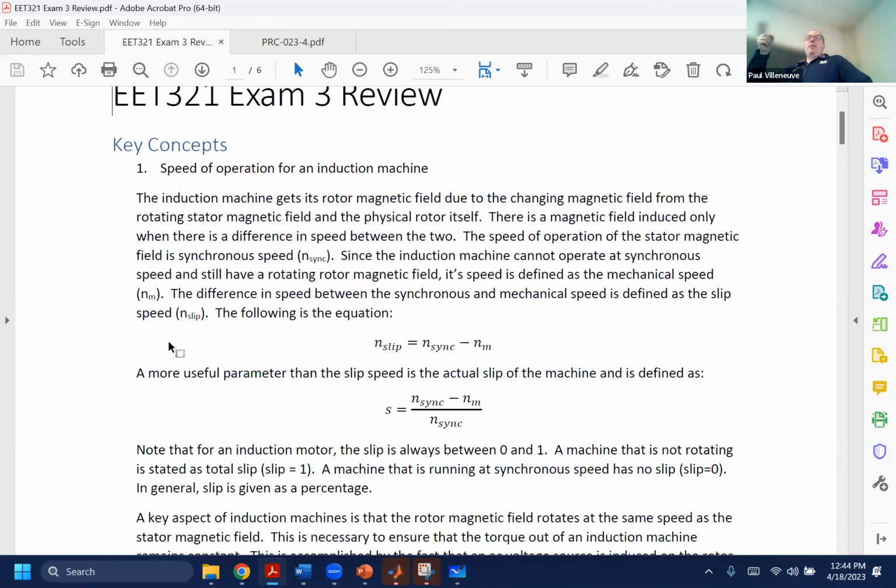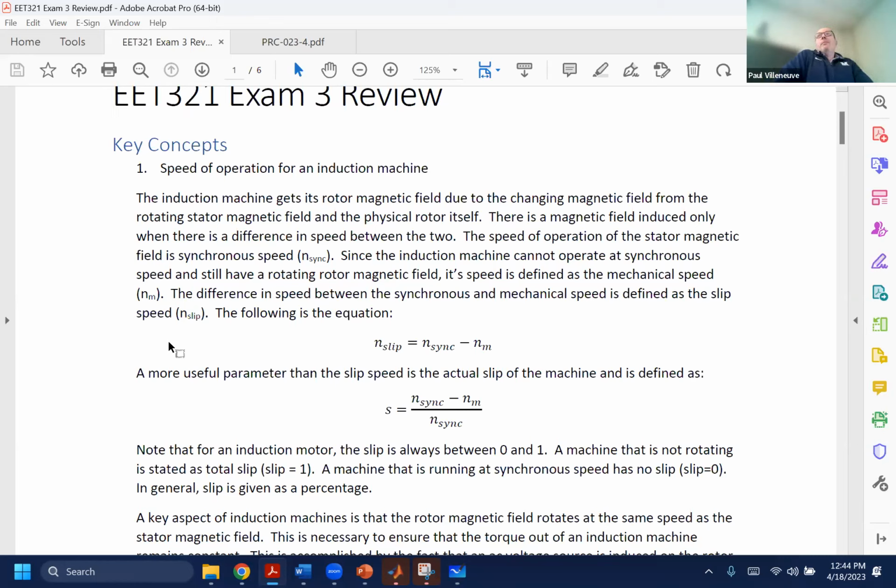So the difference in speed between the actual mechanical rotation and, here's the thing, either the rotor field or the stator field is the slip. That's the slip speed. So the slip speed is the actual difference. And we don't usually talk about slip speed. That's a lot less useful for us. We usually talk about the concept of slip.